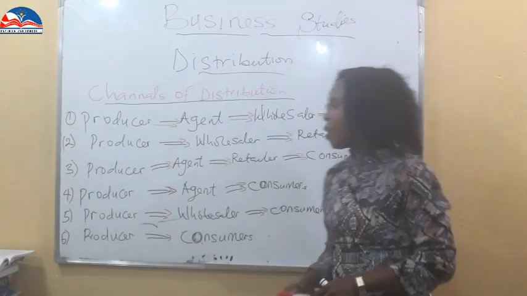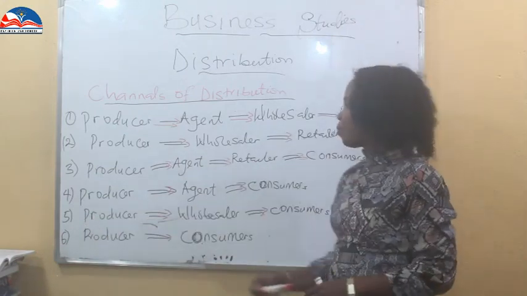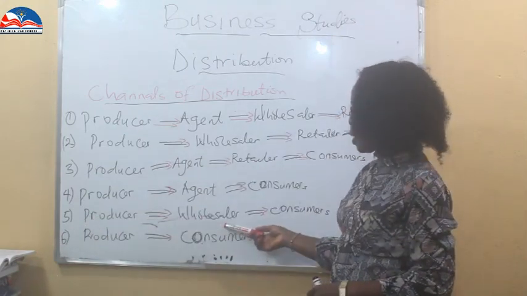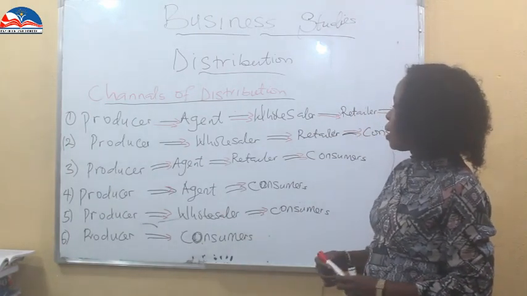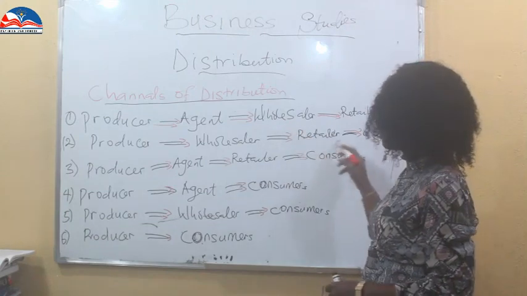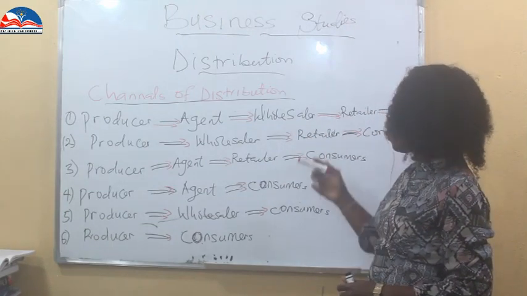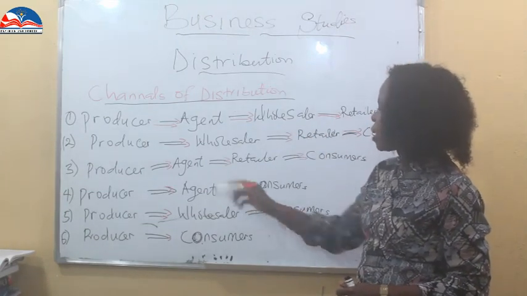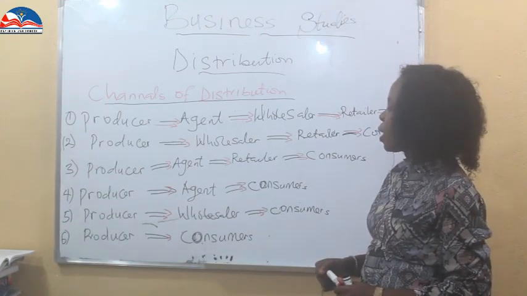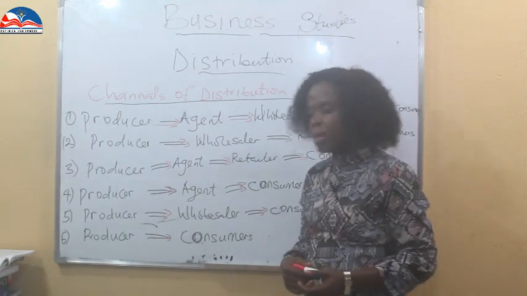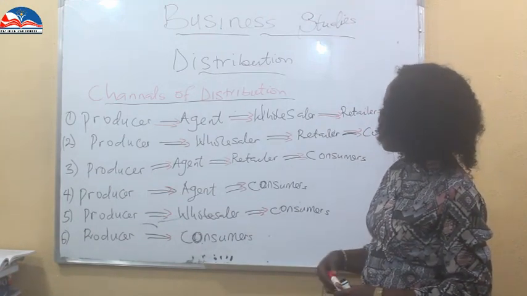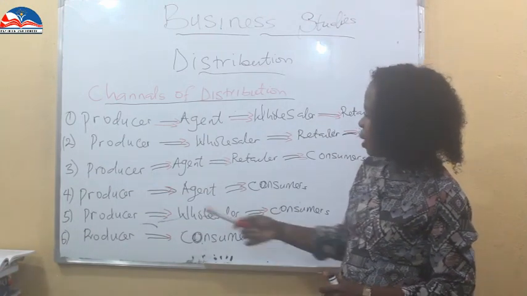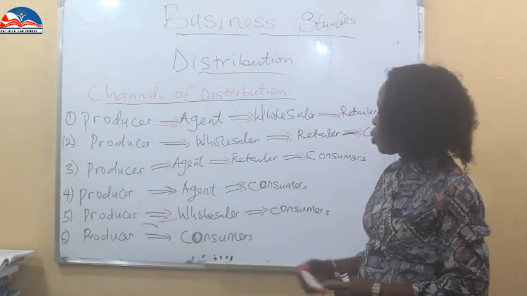Then the 5th channel will have producer to wholesalers, then from wholesalers to consumers. This time the retailer is eliminated. And remember, the retailer is equally eliminated in point 4. And then the 6th one, the producer to the consumer.